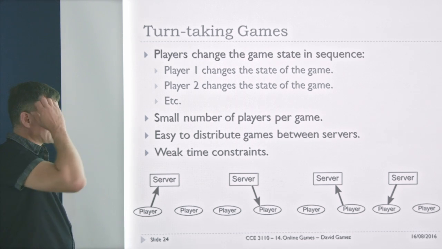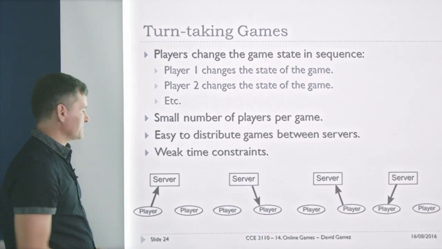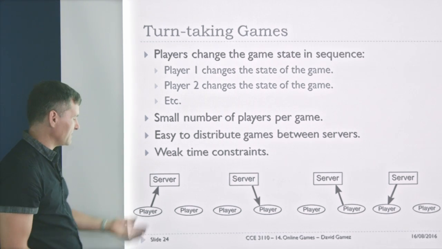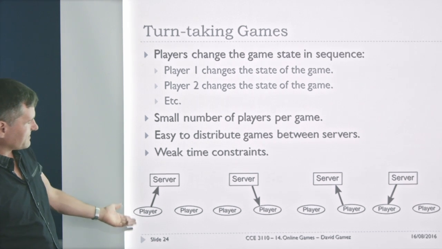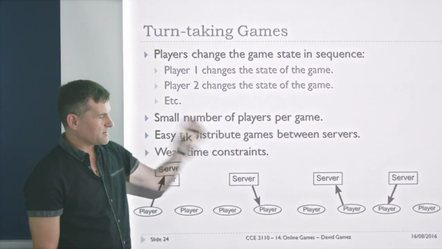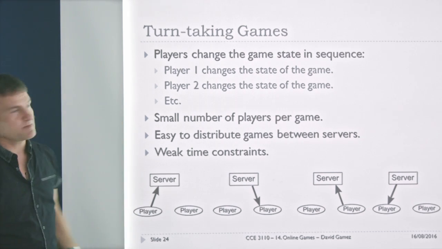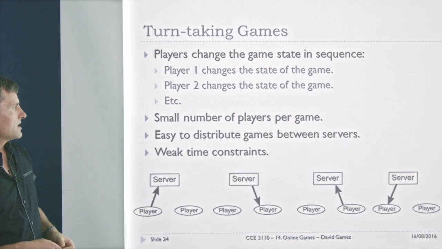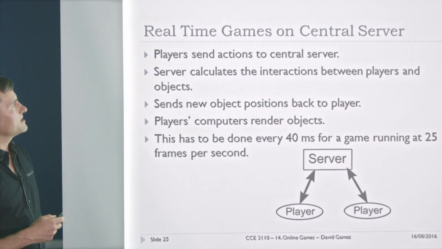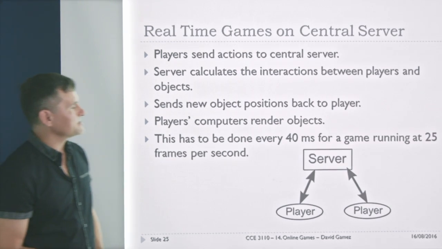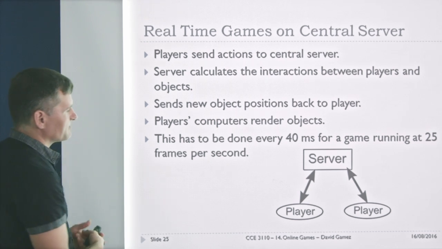It's very easy to distribute games between servers. There are very weak time constraints because most of the time people are just sitting around waiting for the other player. So all you have to do is send messages to the server, and wait for the game to be changed by the other player. So no problems really with turn-taking games, with building online games. Real-time games have much more problems.